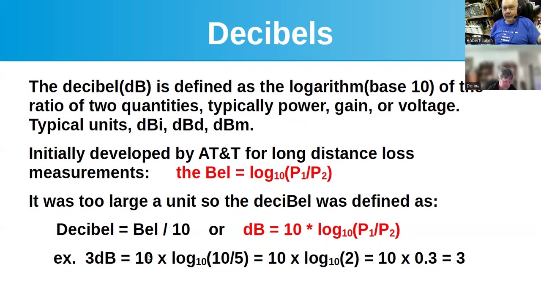So an example is 3 dB, which is equal to 10 times the log base 10 of 10 over 5, which is the log base 10 of 2, or 3. It's actually 3.01 if you do it on the calculator, but we round it to 3. So it's a very important one. A ratio of 2 is 3 dB, and a ratio of 1/2 is minus 3 dB.